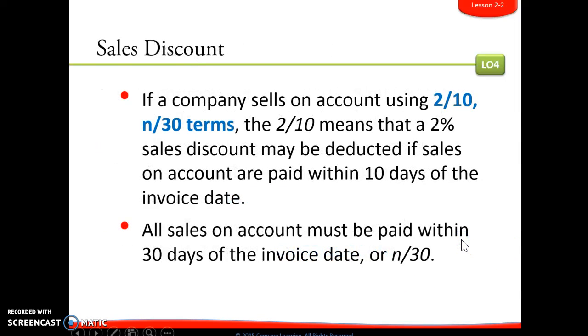A lot of times we see that discount stated as 2/10, n/30. We use that a lot in accounting. That means a 2% discount will be given if the account is paid within 10 days, or the full amount is going to be paid in 30 days. So when they say N30, that means net 30, full amount paid in 30 days.